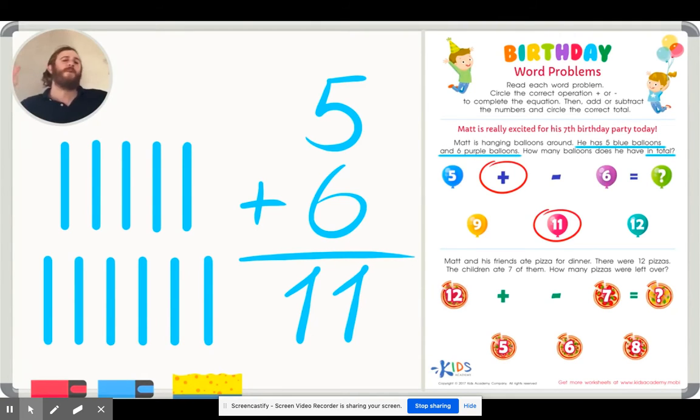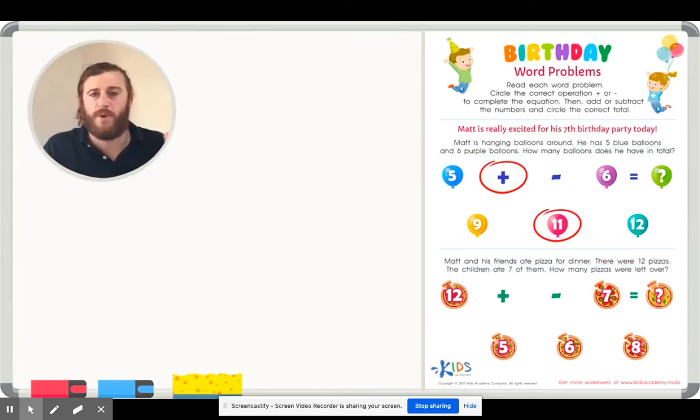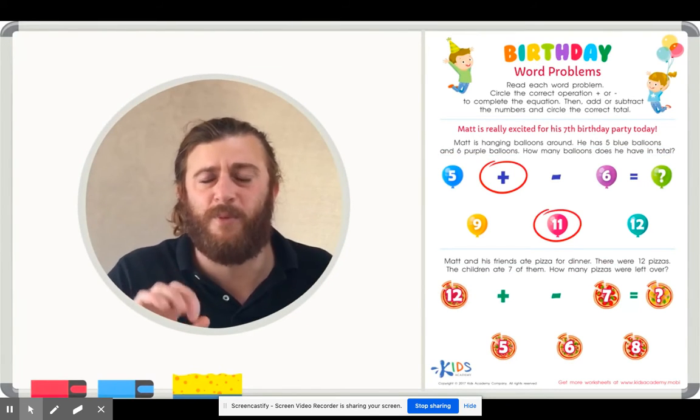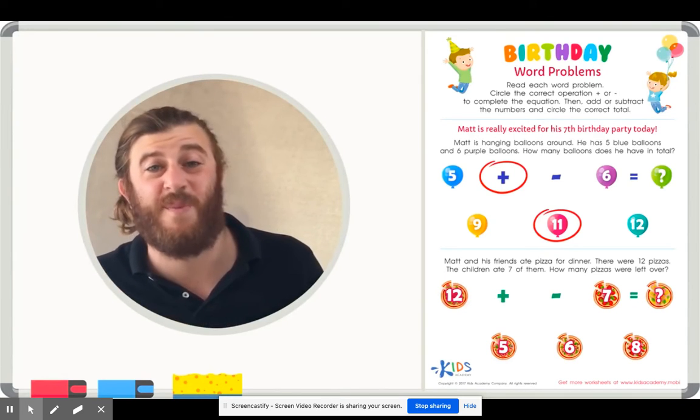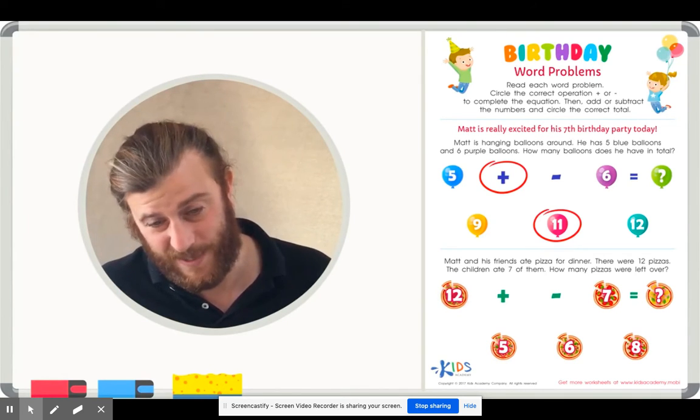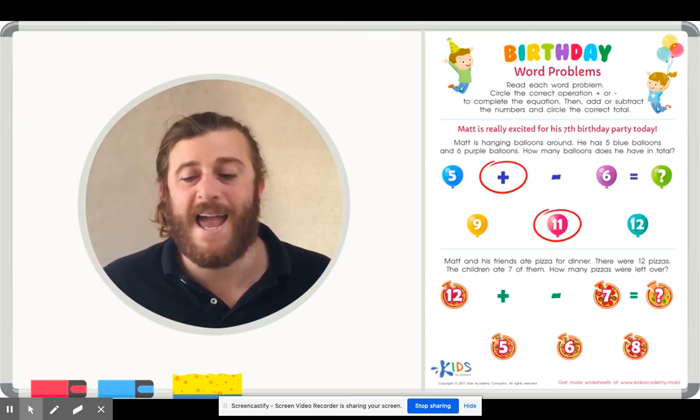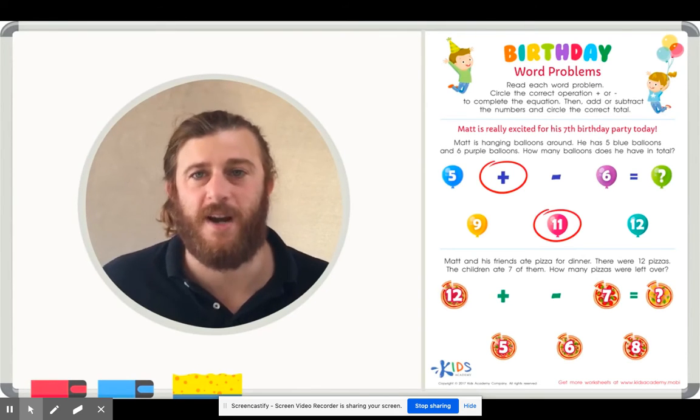At the very same birthday party, Matt and his friend ate pizza for dinner. There were 12 pizzas. The children ate 7 of them. How many pizzas were left over? Okay, good. We read the whole problem. But now let's back up and reread the problem and underline the important information. Of course, we'll draw the pizzas. Unfortunately, we can't eat the pizzas. Matt and his friends ate pizza for dinner.